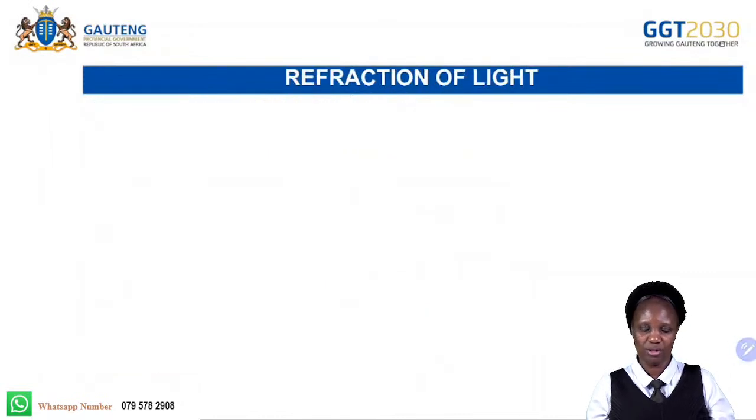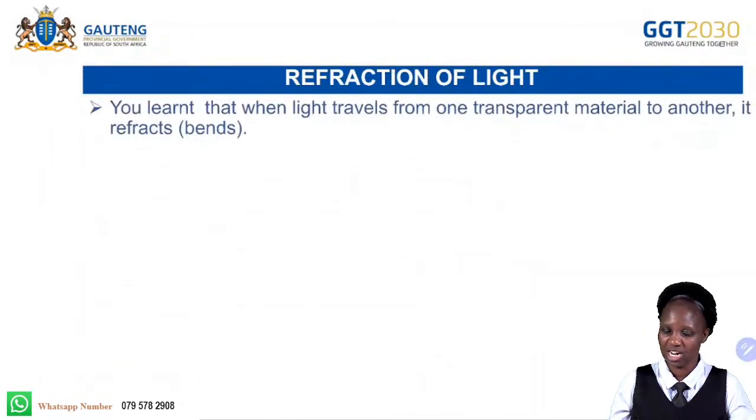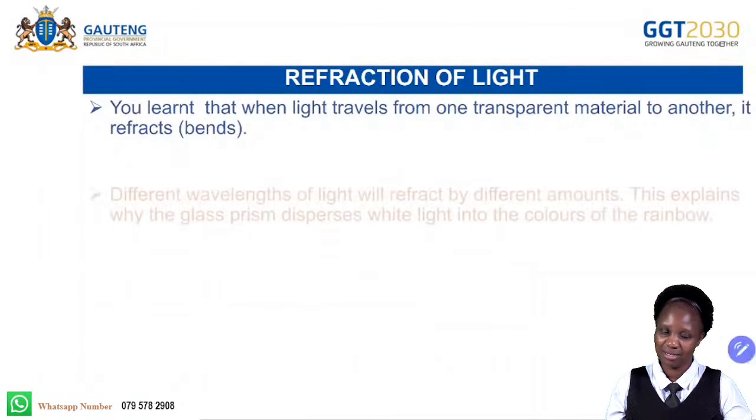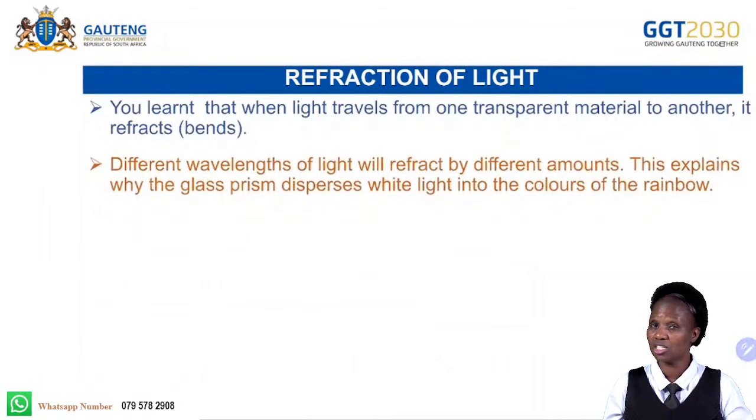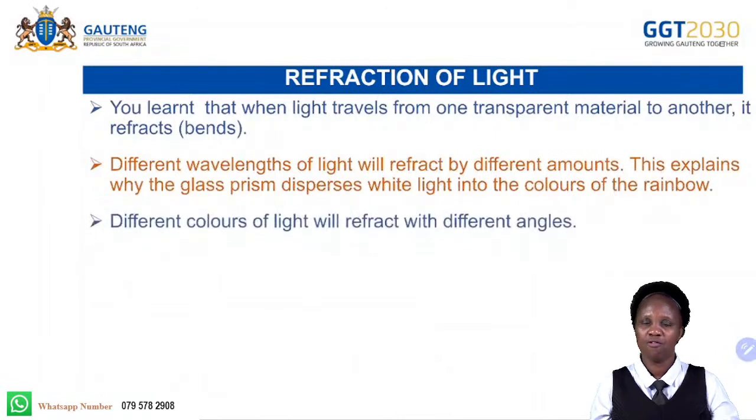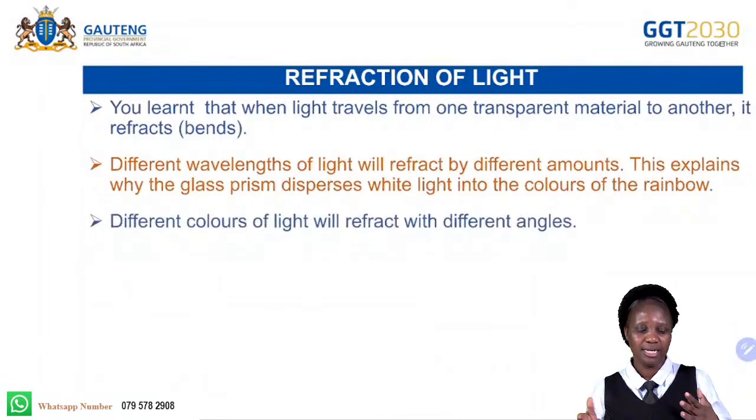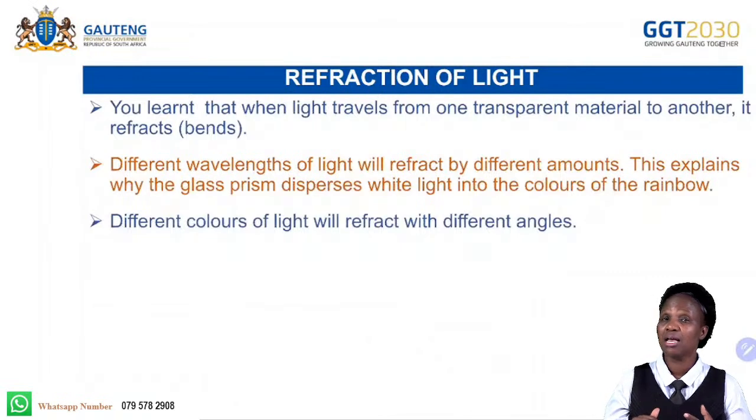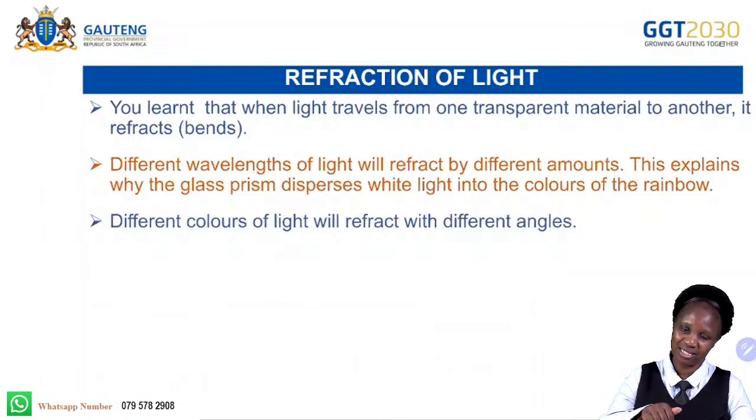Let's move on. Then we're going to refraction of light. You learn that light travels from one transparent material to another. It refracts, that is, it bends. All right. How does it bend? For example, if white light is coming in and striking a transparent glass prism, what is going to happen? The white light will strike the transparent glass prism, then it will refract, it will bend.